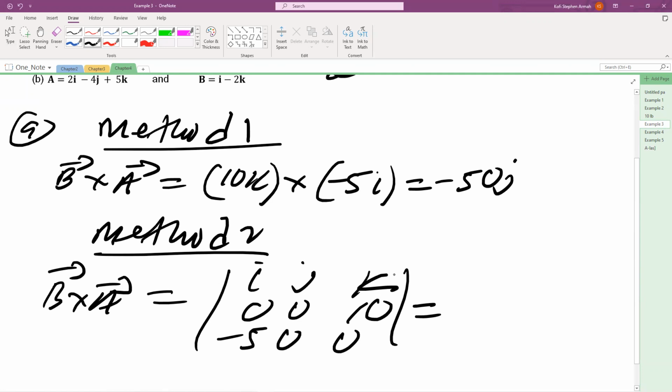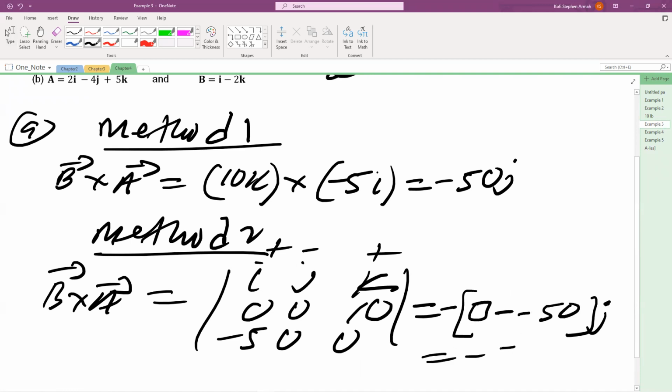So let's see the J. Remember the J, this is plus, that is negative, that is plus. So there's a negative out already, and then there's a J out. If you cover this and cover this, it's going to be left with 0 times 0, 0. The minus 5 times that, so it's going to be 0 minus 50. So it comes out to minus 50J, which is the same thing. Cool. Let me zoom.